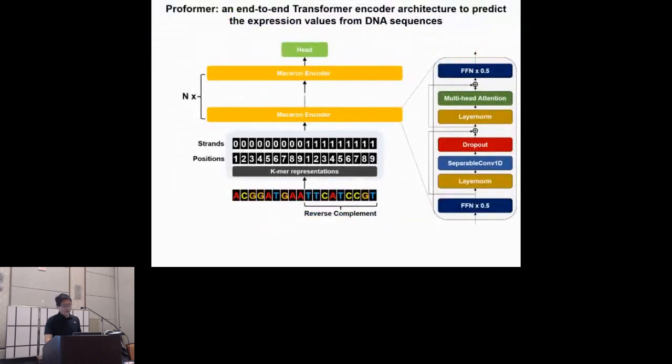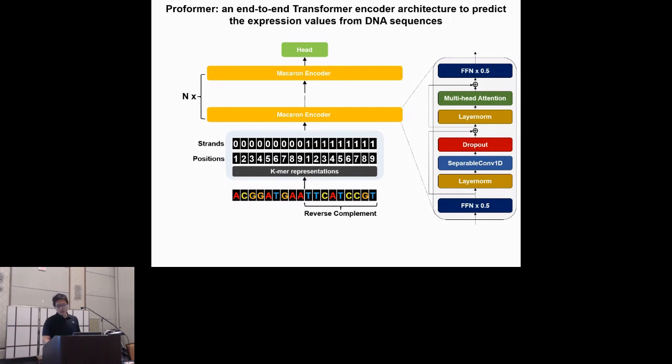The breakthrough in measuring the activity of these regulatory units with random promoters provides us the opportunity to systematically decode the cis-regulatory logic that determines the expression values. So in this challenge, we developed an end-to-end transformer encoder model to predict expression value from DNA sequences.